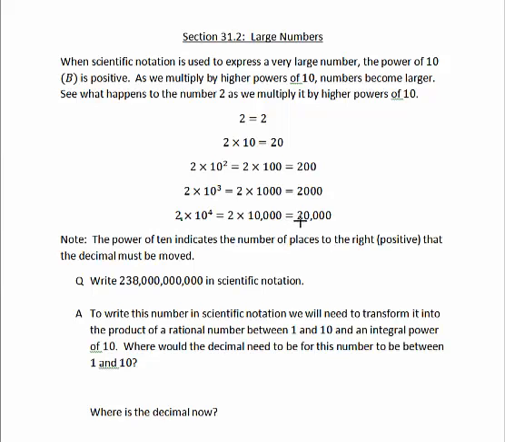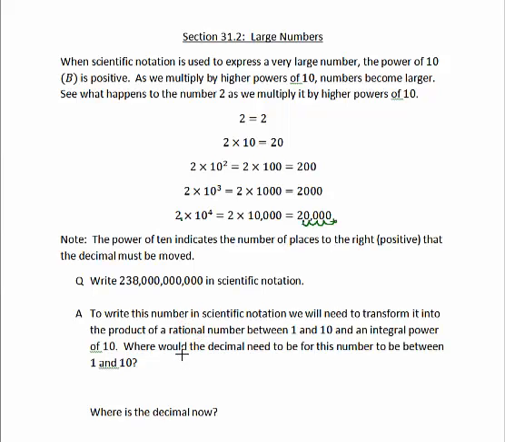And so with the 2, and we'll go over here and look at the 20,000. What happened is the decimal place started right there behind the 2. And the power of the 10 tells us to move it 1, 2, 3, 4 places to the right. And so we end up with 20,000. Alright. So how could we write 238 billion in scientific notation?